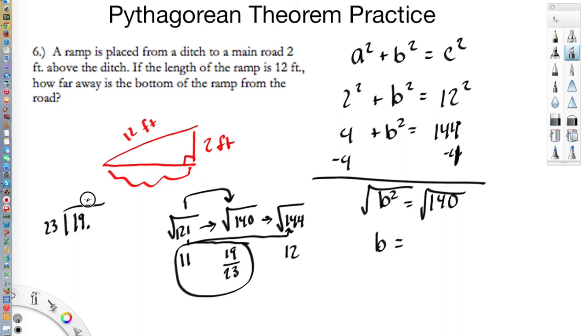23 won't go into 19, but it will go into 190. Let's see, we got 4 would be real close to 100. I'm going to say 5 times.